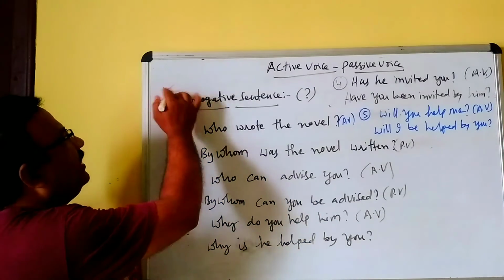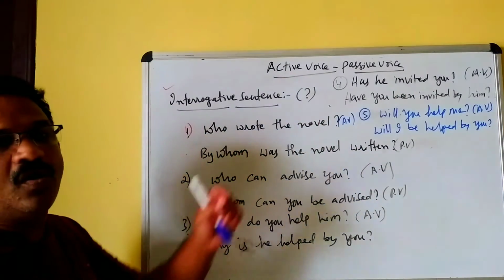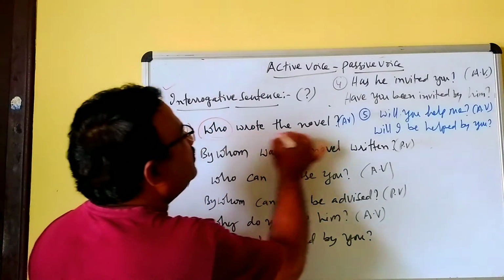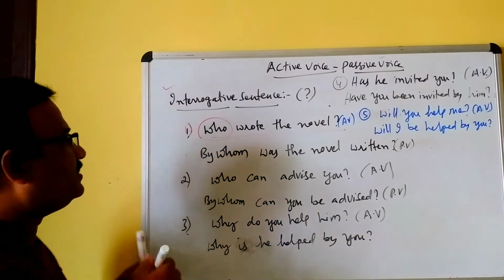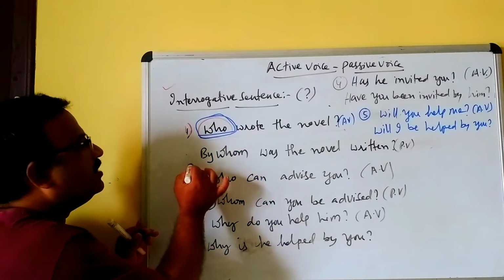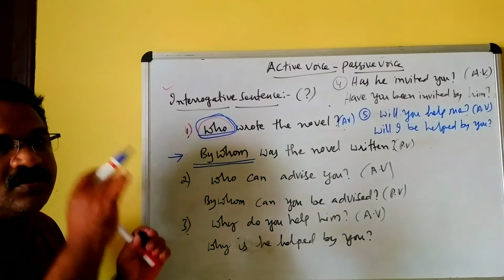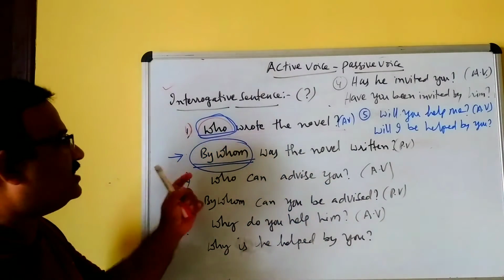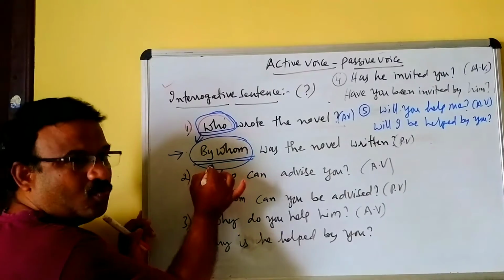Here, interrogative sentence, direct questions. Okay, who wrote the novel? Who wrote the novel? It is active voice. When we change into passive voice, whenever who comes, in passive voice it becomes by whom. In passive voice, the sentence starts with by whom, and who will become by whom.